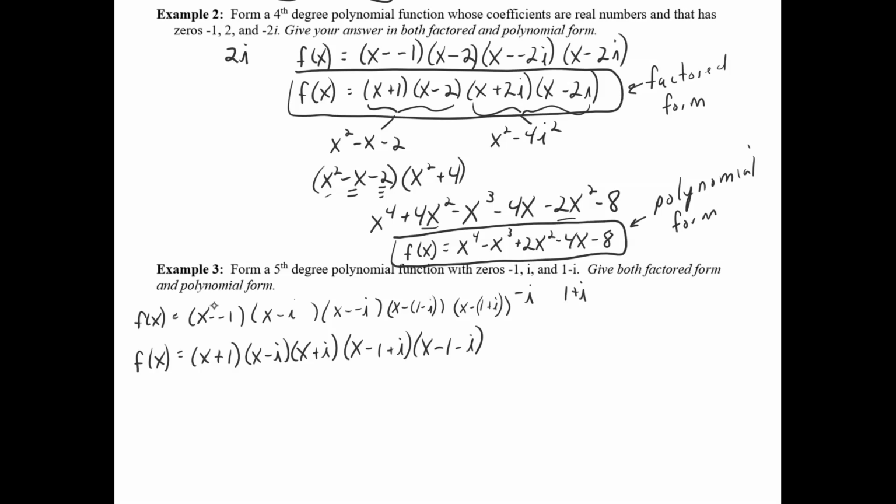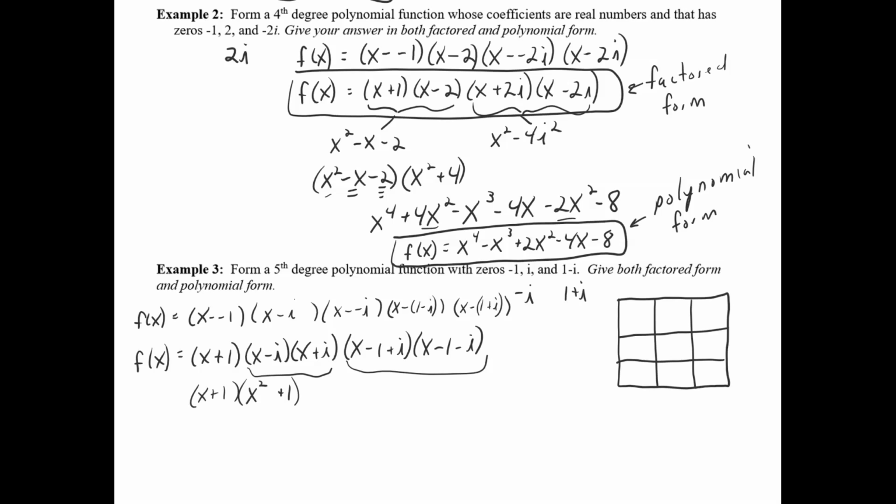Now I need to multiply all this out, and I'm going to multiply this pair because I know there'll be cancellations. And this, I know there'll be cancellations there too. So let's see what we have here. So we have x minus i times x plus i. Okay, and I got x squared plus 1 there.